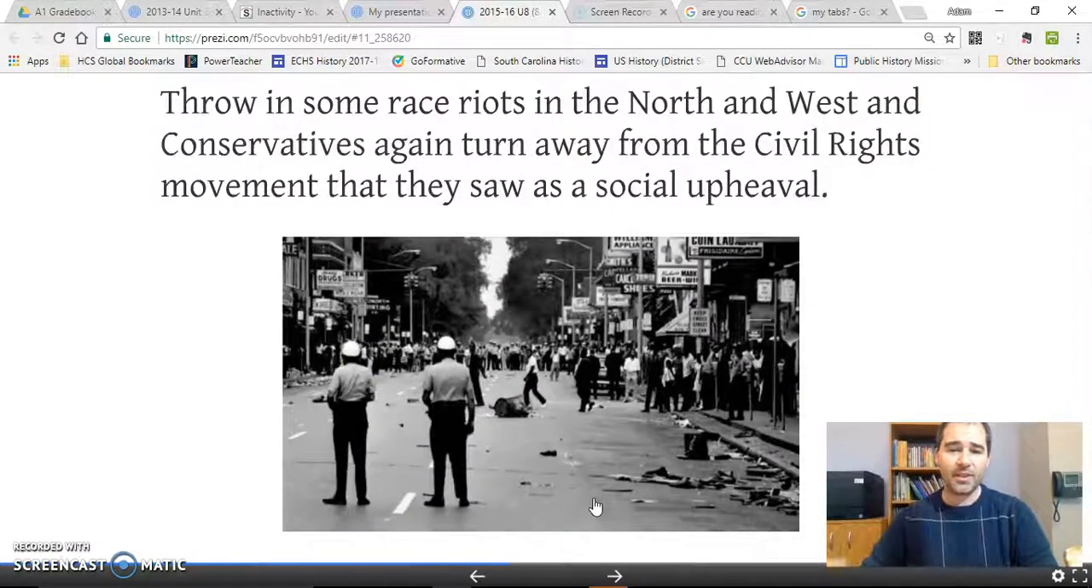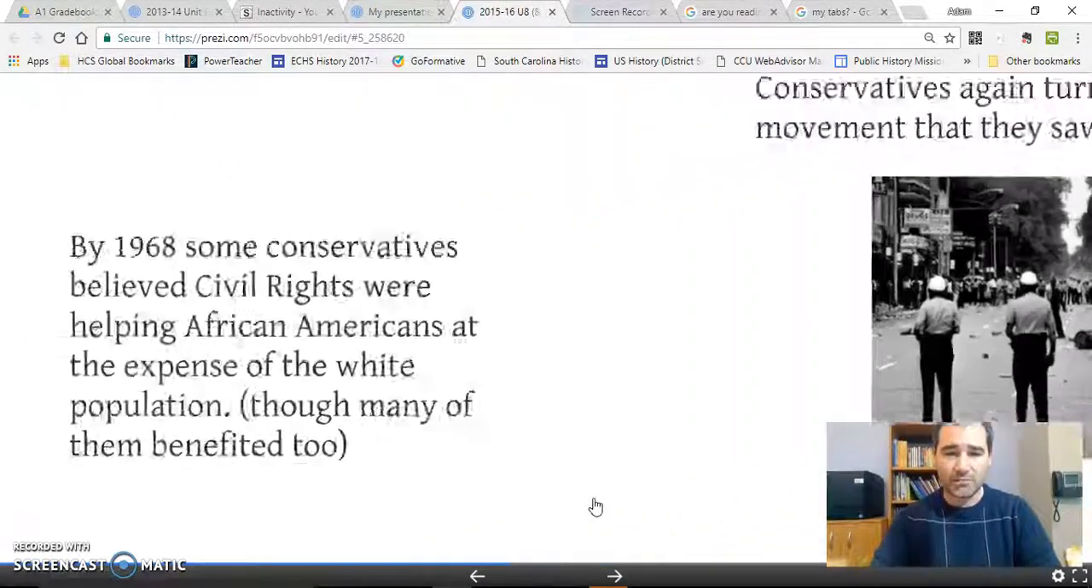When you throw in things like the race riots, this is in Detroit, the one you see here, and in places like Los Angeles, it's actually Watts outside of Los Angeles, the conservatives, which had sort of been tentatively with the civil rights movement, it's a religious movement, social conservatives turn away from the civil rights movement because they see it as promoting social upheaval and violence and such.